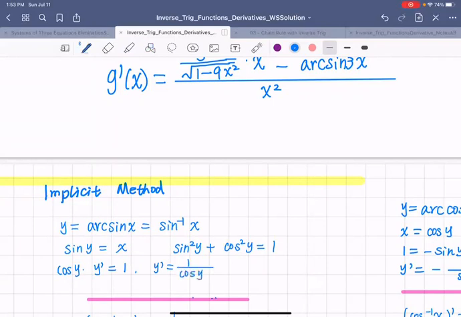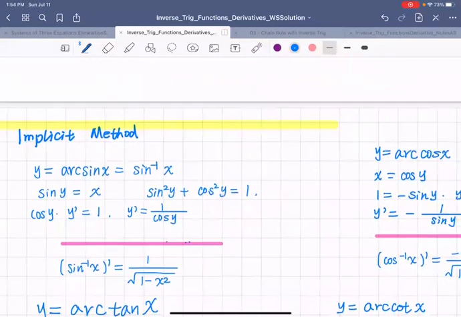Now you have sine squared y plus cosine squared y equals 1. Sine y is x, so you put x here. So we can go ahead and solve for cosine y. Cosine y should equal the square root of 1 minus x squared. So this equals 1 over the square root of 1 minus x squared. Oh, I see. Okay, that's what's going on.